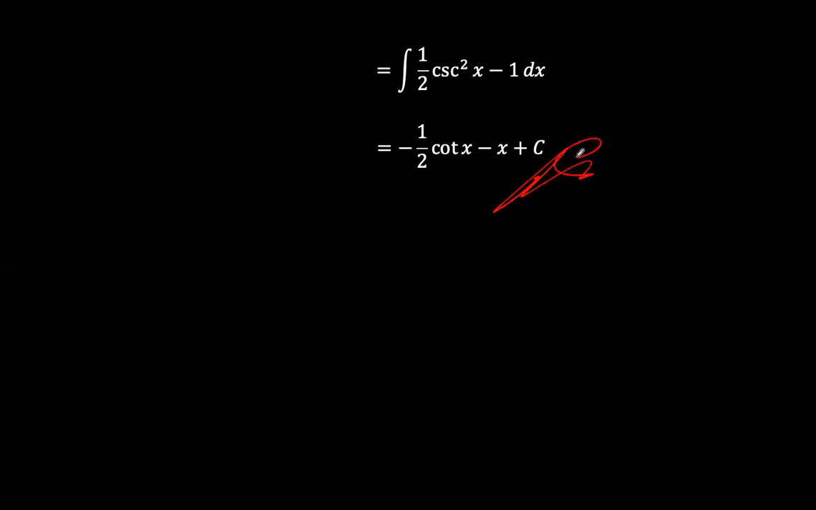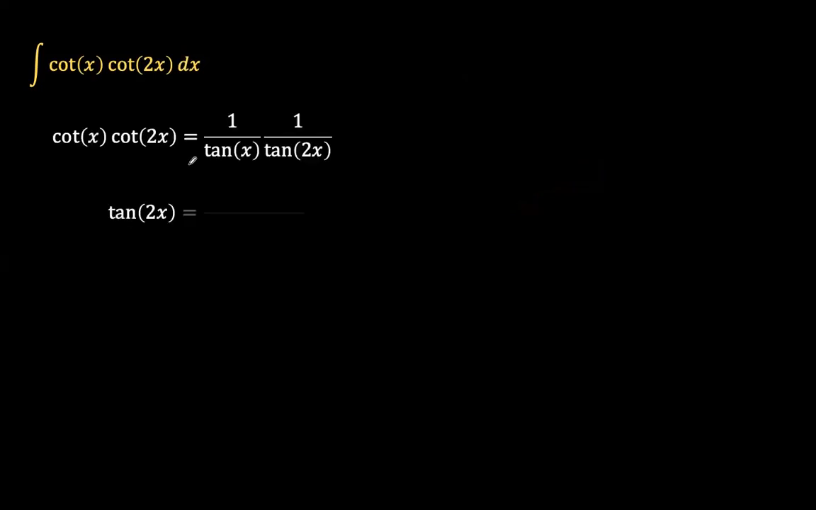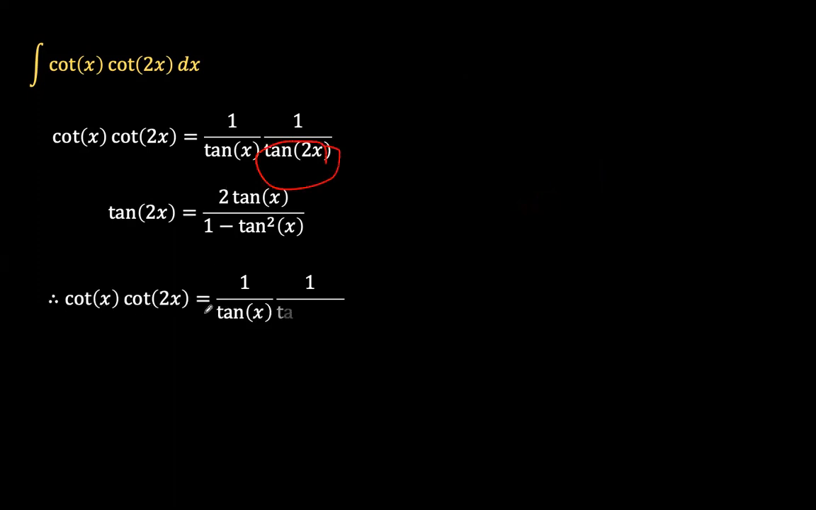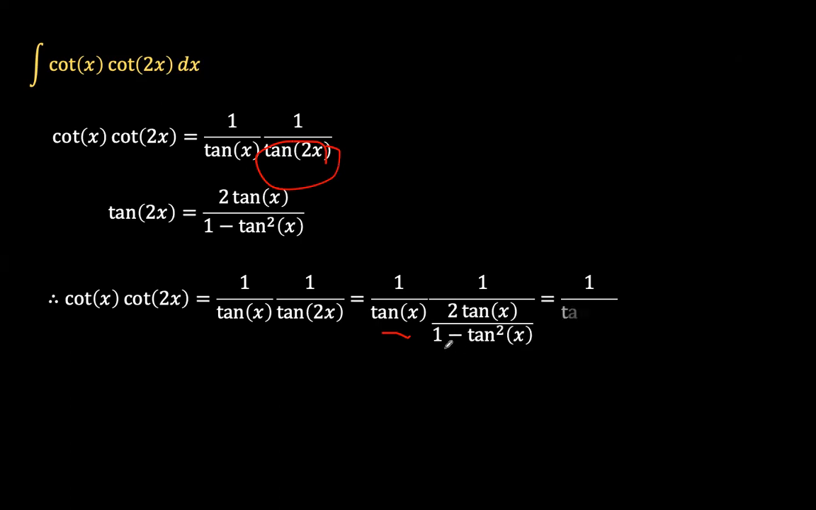There's another way of looking at this problem, by expressing cotangent x and cotangent 2x in the form of tangent x and tangent 2x respectively. Of course, cotangent x times cotangent 2x is the same as 1 over tan x times 1 over tan 2x. We know that tan 2x is twice tan x over 1 minus tan squared x. Substituting, we get 1 over tan x times 1 over 2 tan x divided by 1 minus tan squared x.